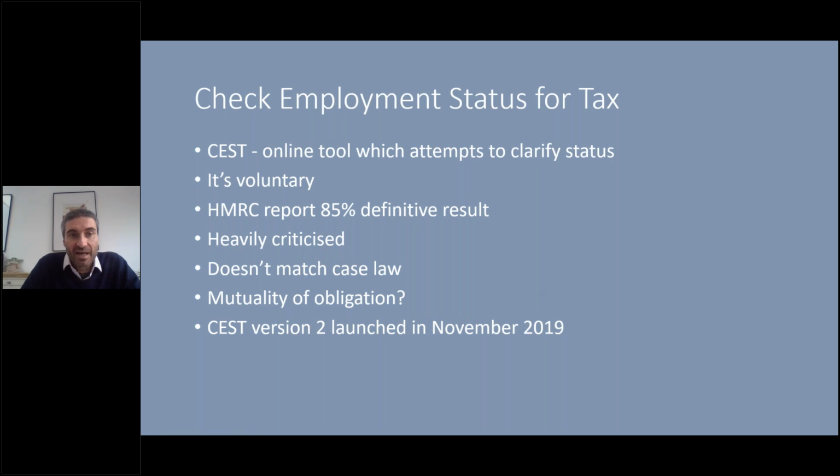I think I'm getting towards the end of it now, so bear with me. Check employment status for tax. As many of you will know, this is the online tool which HMRC brought out to help originally public sector clients work out whether IR35 should apply or not, because they changed the rules in April 2017 for public sector engagements. And they said, from now on, clients are going to decide whether IR35 applies or not. They're the ones that are going to be held responsible for making that decision, and contractors won't do anymore. So they brought out this tool.